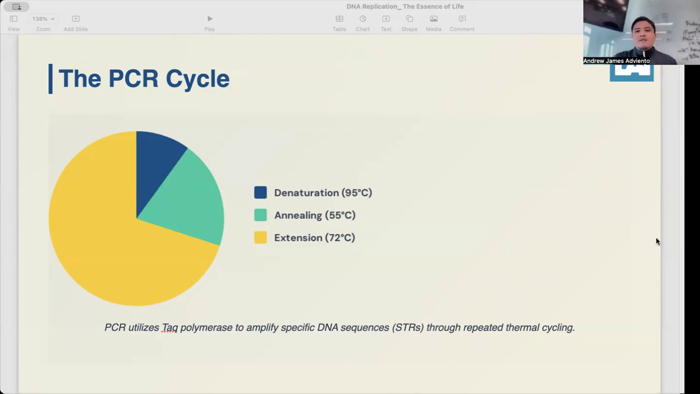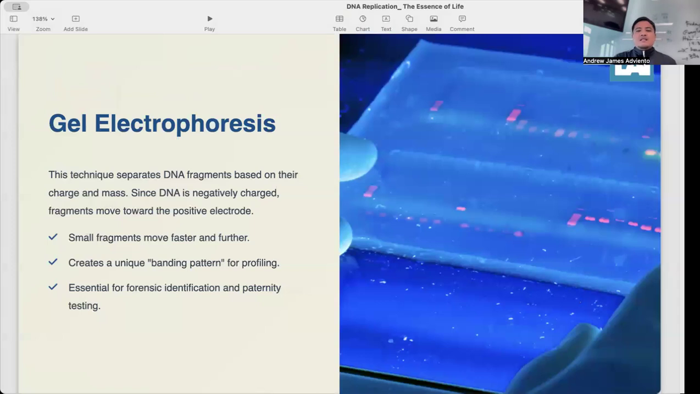So once we have millions of copies, you are going to put it in a gel, called gel electrophoresis, where negatively charged DNA will migrate toward a positive electrode through a jelly-like gel. Smaller fragments move through the pores of the gel much faster than large ones, creating a unique barcode of bands.